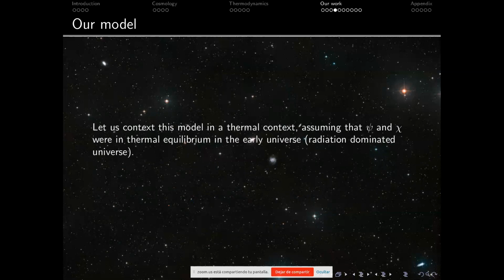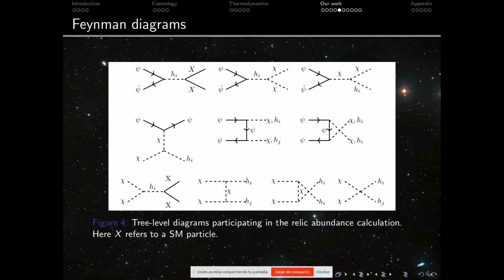So let's put this model in a thermal context in the early universe, assuming that both particles, psi and chi, as well as H2, were in thermal equilibrium with the rest of the particles in our radiation dominated universe. In this sense, reactions were occurring at high rates, much bigger than the Hubble rate, actually, and they were thermalized. That is our initial condition. So here you have a set of diagrams that show the interactions between your dark sector and the standard model particles, on the left side, and particles of the dark sector also on the right side.